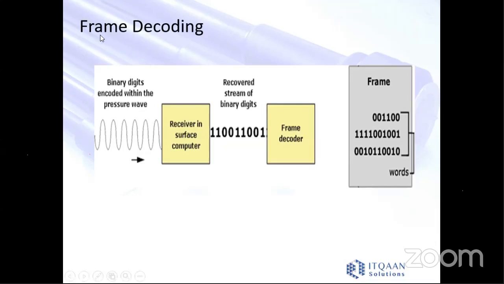Okay, here we go to frame decoding. So we have binary digits encoded within the pressure wave. This is our signal, how it comes from downhole. Then it's received in the service computer. The service computer will recover the stream of binary digits. Then the frame decoder starts to decode all the measurements coming from downhole and gives them to us as words. All this job will be carried out in the surface system.